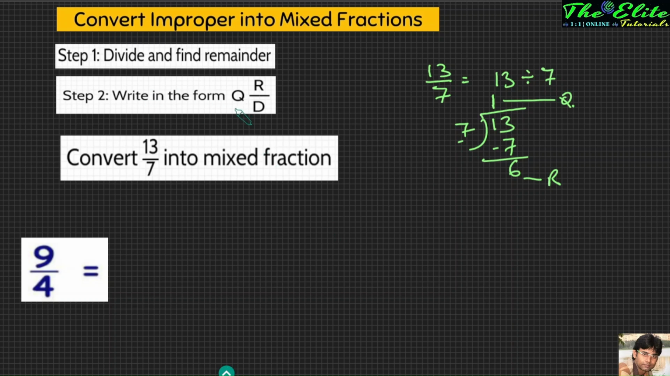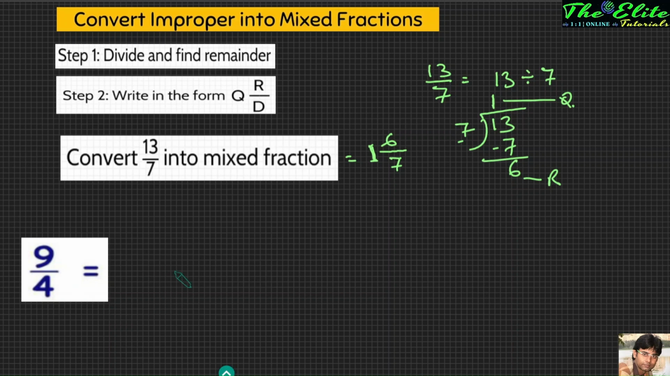They say write in the form of Q whole R over D. Where is Q? It is 1, so you write 1 as the whole number. Then you write a dividing line and write the remainder, which is 6, over the divisor, which is simply the denominator. So 13 over 7 can be converted into a mixed fraction as 1 whole 6 over 7.